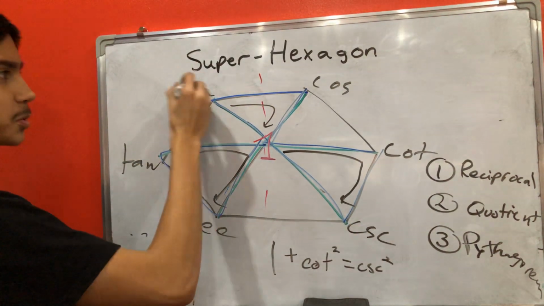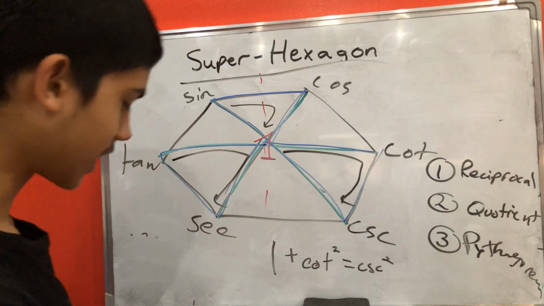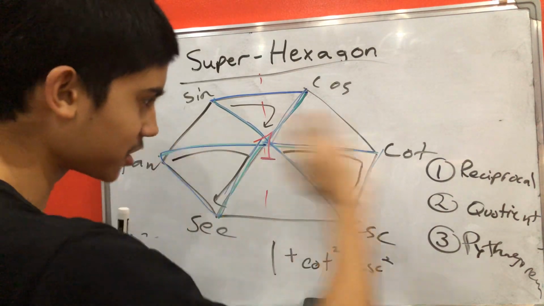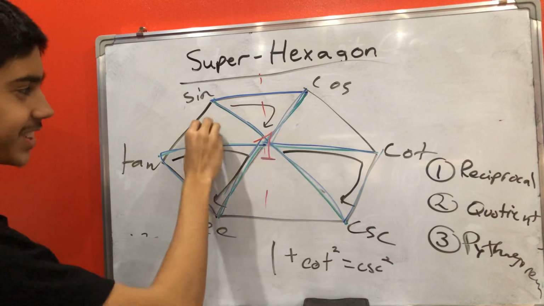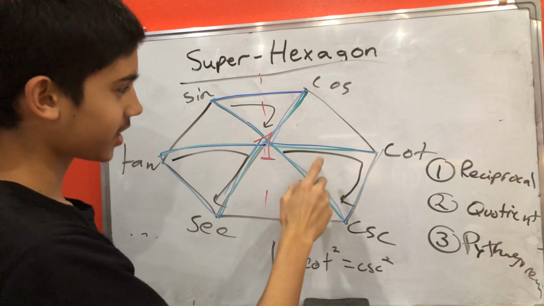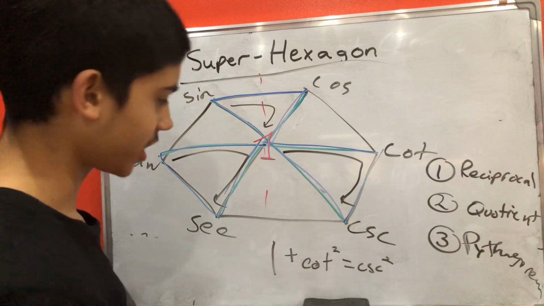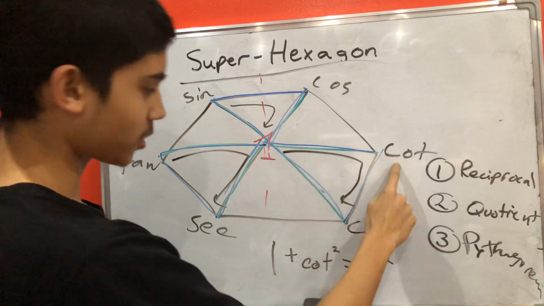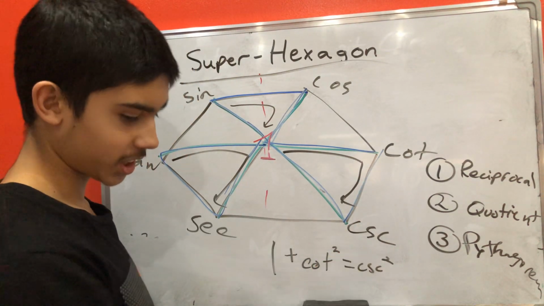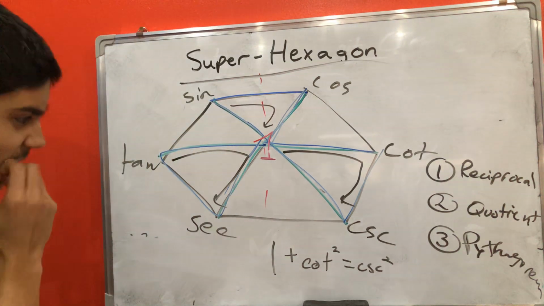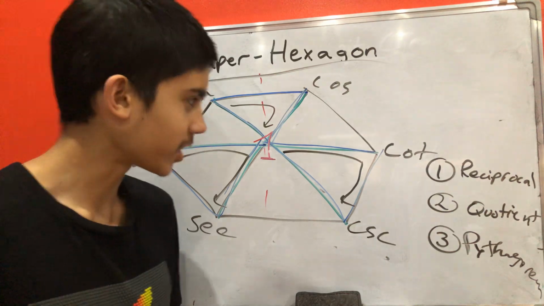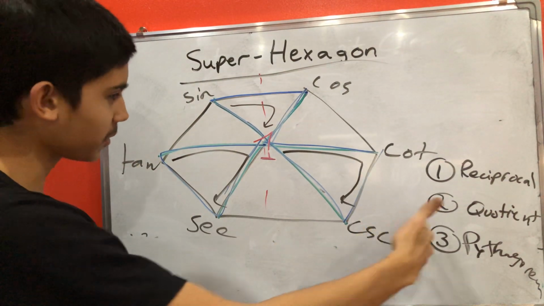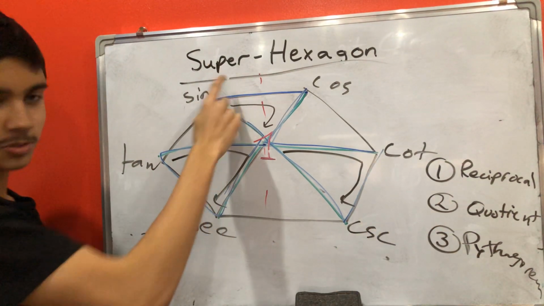You know what I love about this super hexagon? There are no limitations. There is no special case or anything. It just works for all the cases. So for these three triangles, 1 squared plus cotangent squared is equal to cosecant squared. And of course we got our last one, which is tan squared plus 1 equals secant squared. So these are the three identities, maybe like 20 formulas that we got from this really good hexagon.